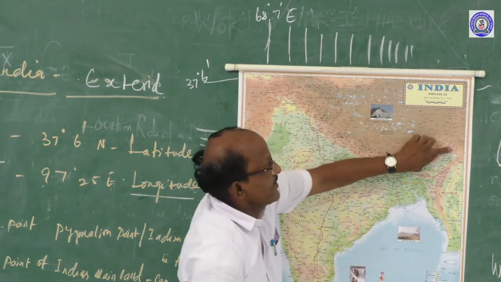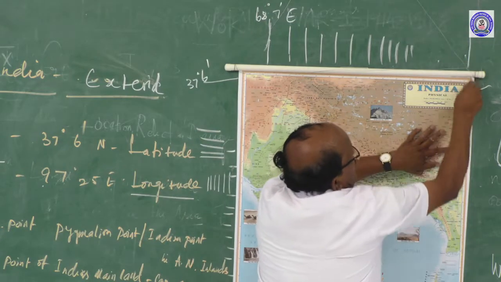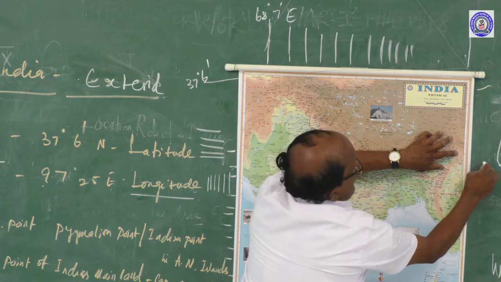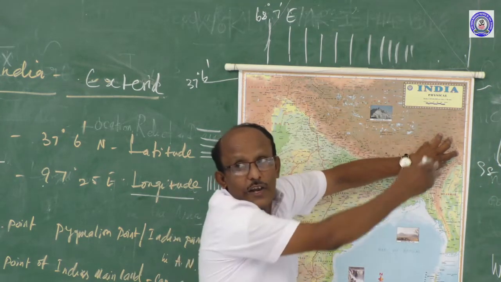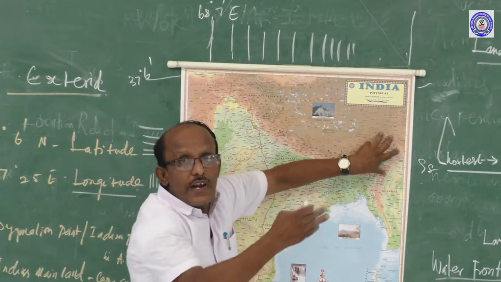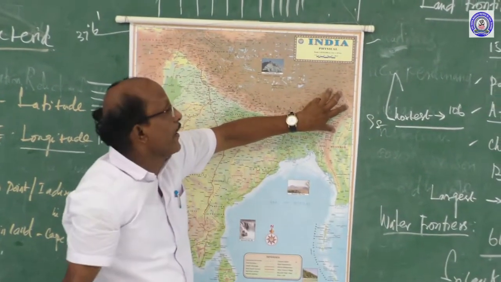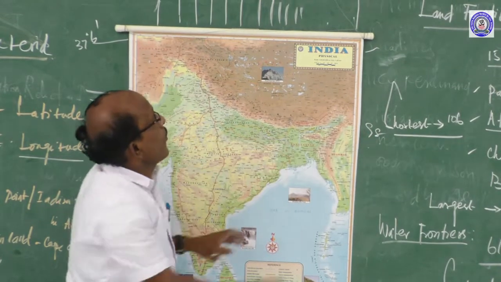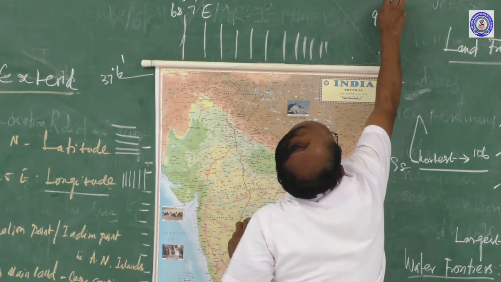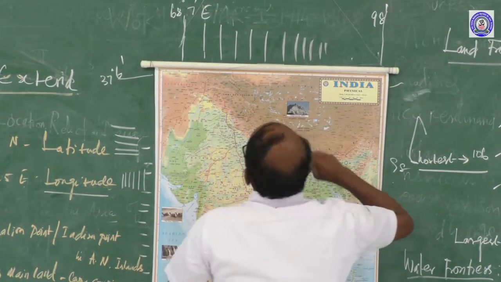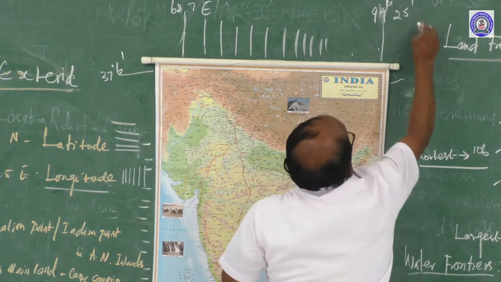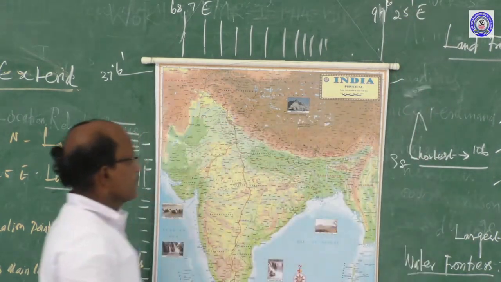Up to here on the eastern side, by touching Arunachal Pradesh, the last boundary. If you go to 98, some other countries will come, which are not connected with our country. So we should not take other countries' longitude. So here it is 97 degree 25 minutes east longitude.